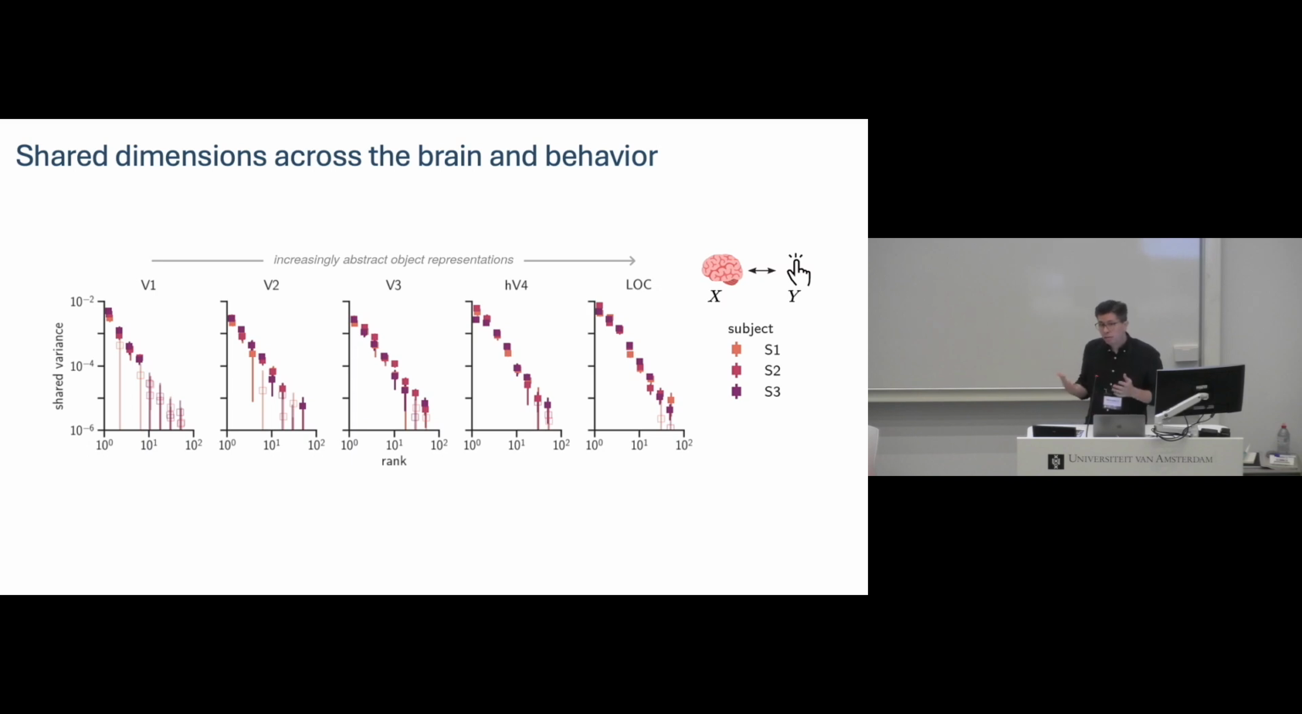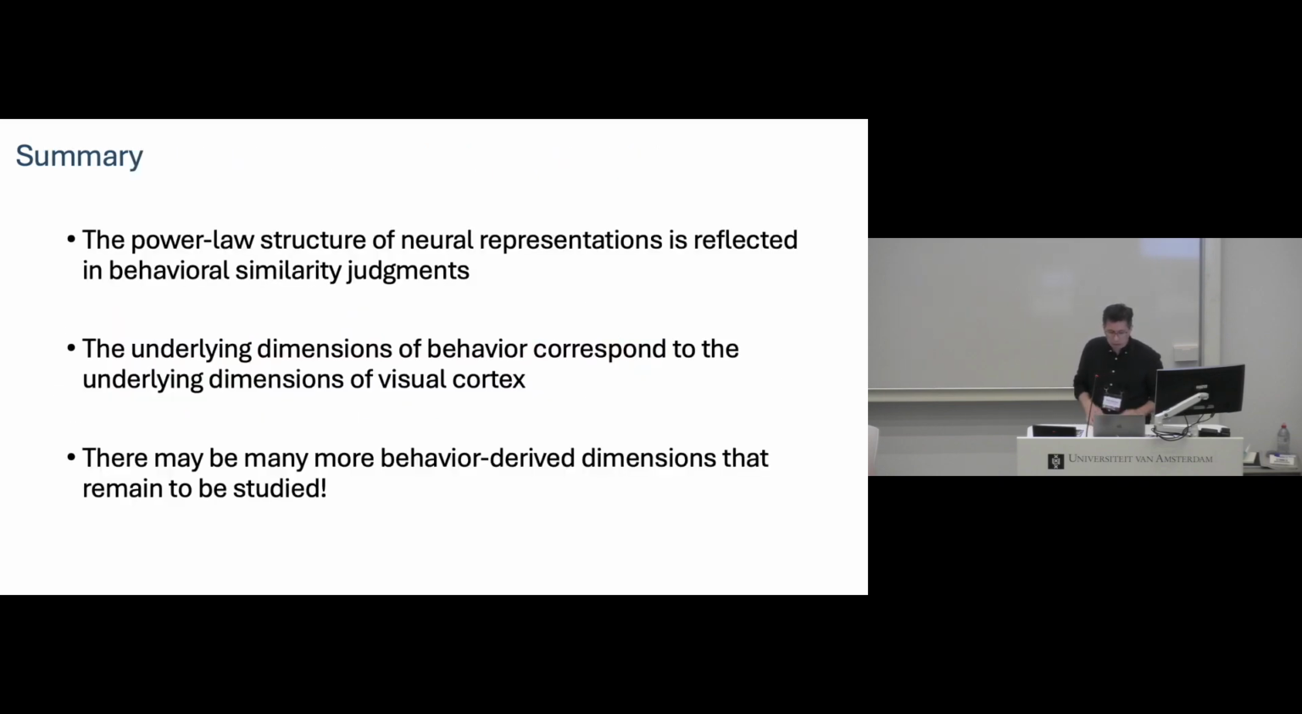We see that in high-level visual regions, for example, LOC, lateral occipital complex on the right here, the full space of the dimensions underlying behavior is shared with the dimensions in LOC. We also see an interesting dissociation between high-level and low-level visual regions. For example, in V1, we can see that even though we know from other analyses that V1 is high-dimensional in this data set, only a subset of the dimensions in V1 seems to contribute to the behavioral similarity data, to the behavioral similarity judgments.